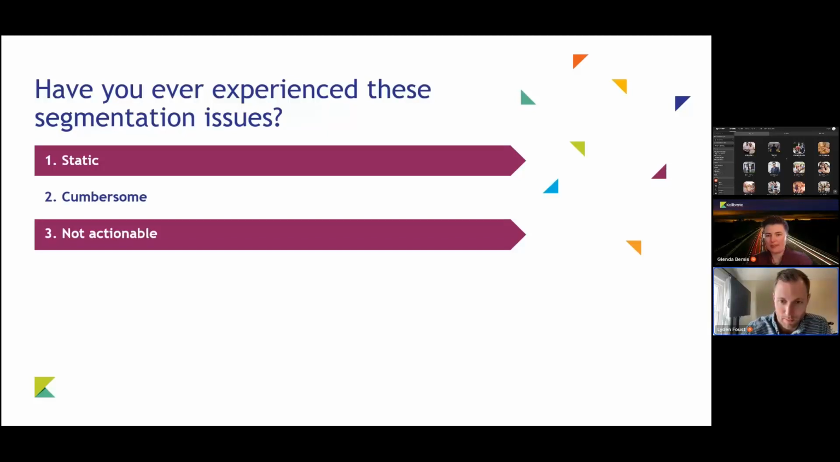Okay, well, it looks like we got a majority of people have voted. How about I just read these out? Okay, so looks like this is really cool. 42% of you said cumbersome is the number one issue. The second issue is not actionable. And the last one is static.